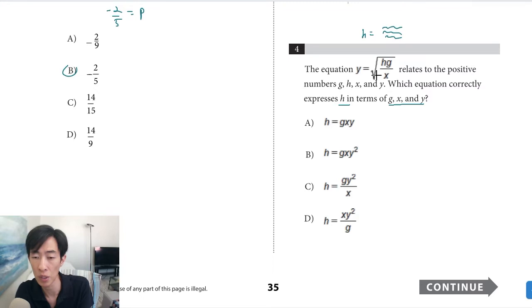So the first thing we want to do to isolate h is square both sides. y squared equals hg over x, multiply both sides by x. xy squared equals hg. Divide both sides by g, we get xy squared over g equals h. And the answer is going to be D.